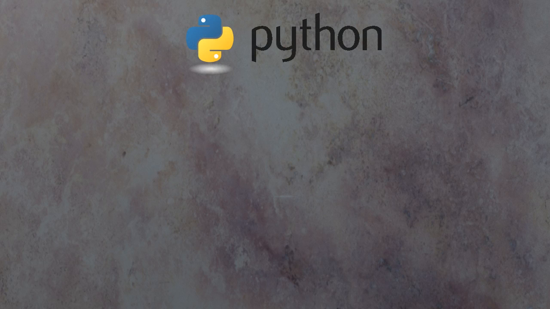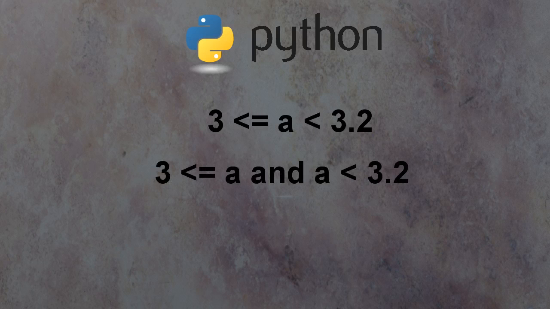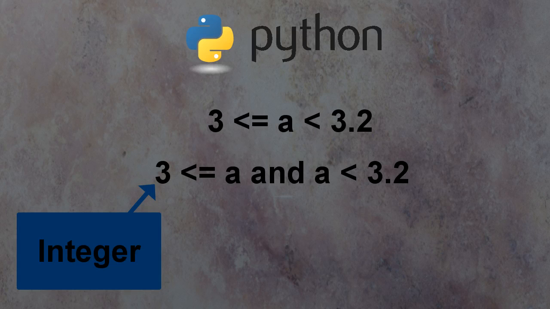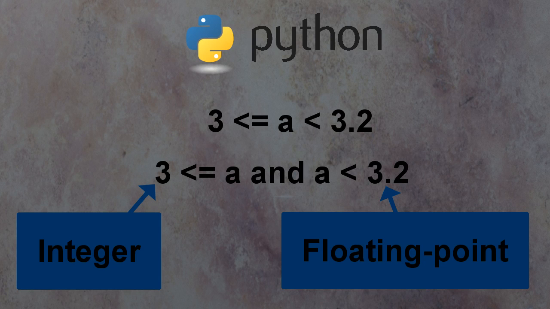Comparisons can also be combined in Python, unlike most but not all other programming languages. We can ask 3 less than or equal to variable a less than 3.2, which has the usual mathematical meaning. We're not forced to use a longer form, 3 less than or equal to variable a and a less than 3.2. This is useful when variable a is actually some complex expression that we'd rather not repeat. Also note that this example has a mixture of an integer and a floating point number. The integer was coerced to a floating point in order to evaluate the expression.